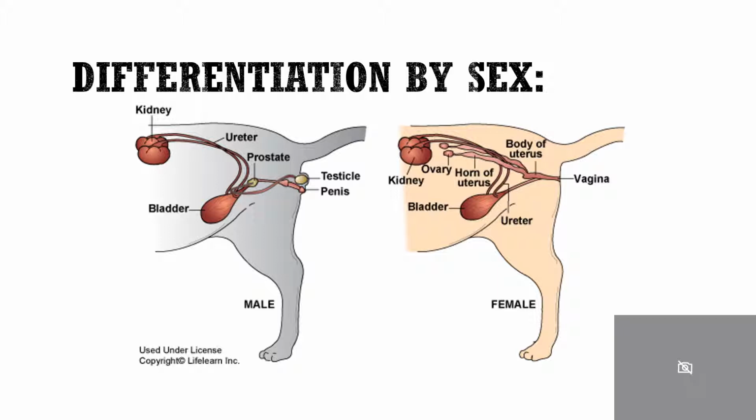Here we can see the differentiation of the urinary system based on the animal's sex. So here we have a male and a female.